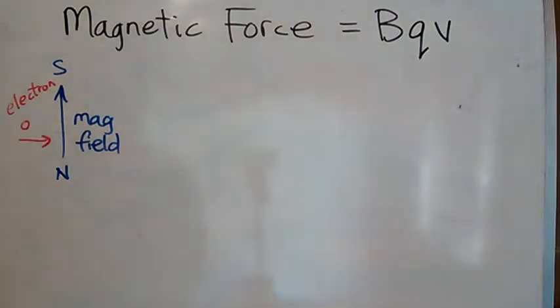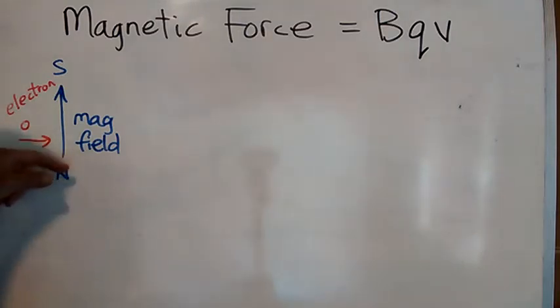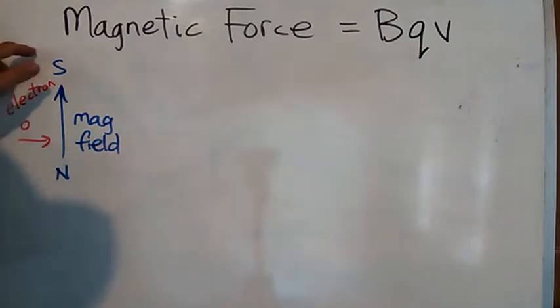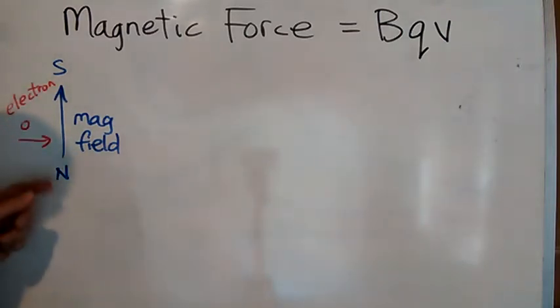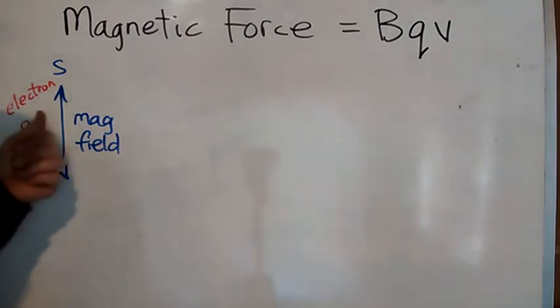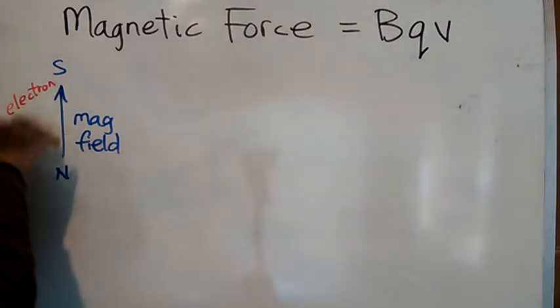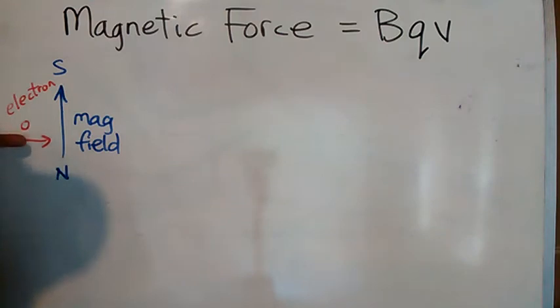In this example, we'll look at the force that a magnet has on an electron that's moving. In this case, we've got an electron that's moving this way and a magnetic field that's going that way. So magnetic field always goes from north to south. So if we have a magnetic field going that way and an electron moving this way, that magnetic field is perpendicular to the direction of the electron flow, and that's going to cause a force on the electron.